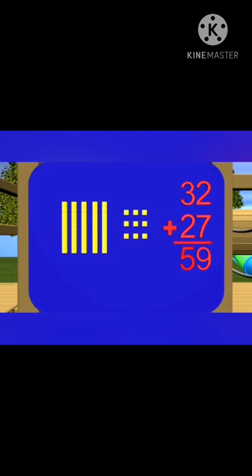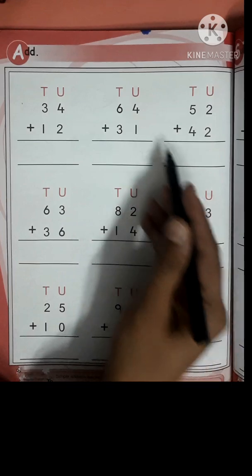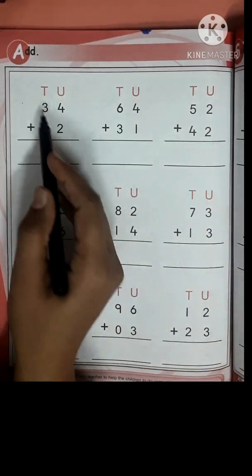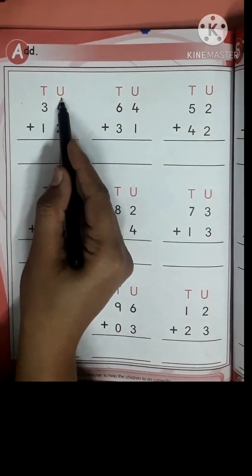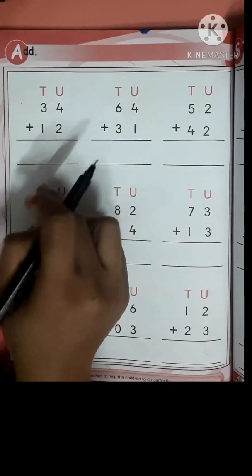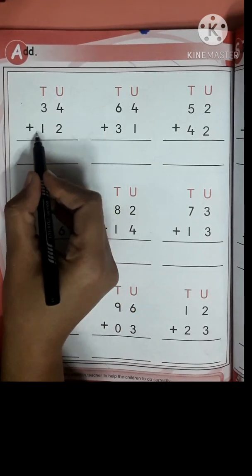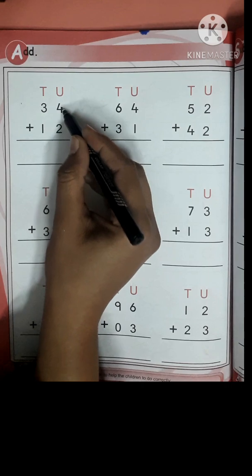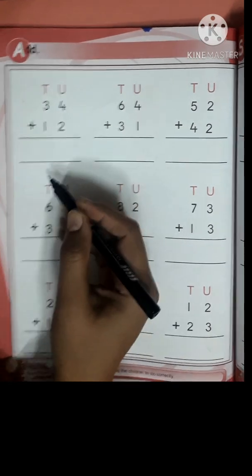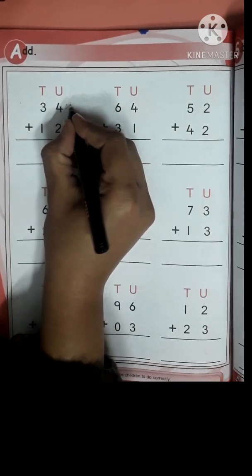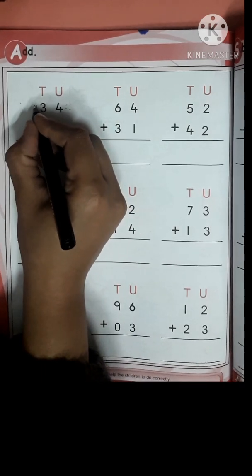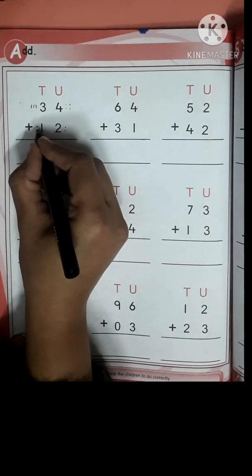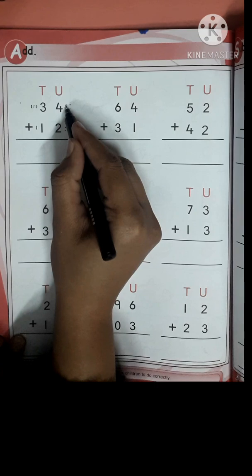Okay students, let's start page number 94. According to this concept, we will solve the page number 94. On this page, we are going to do simple addition according to tens and units. In the first problem, we will add 34 and 12 together according to tens and units. For your help, you can draw lines or dots. As you know, you will add units first.